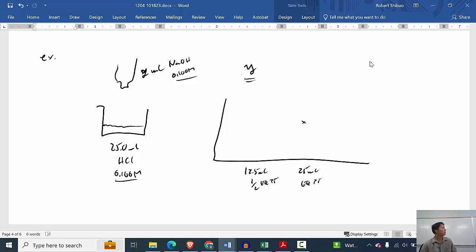We could get any other fraction. For example, the 1/4 equivalence point would come at 6.25 milliliters. The 3/4 equivalence point would come at 18.75 milliliters. The 1.5 equivalence point would be 37.5, and so we'd have the 1.5 equivalence point up here. Y milliliters is variable.